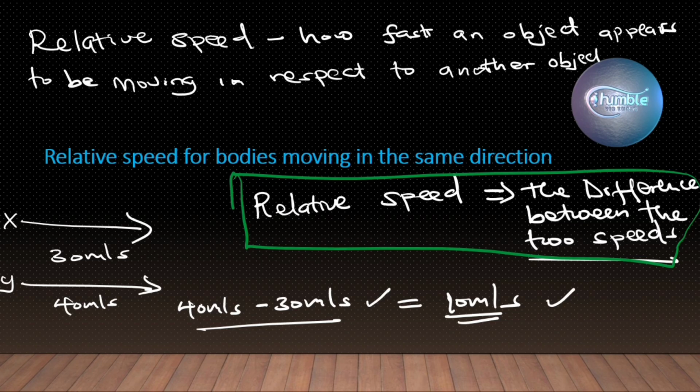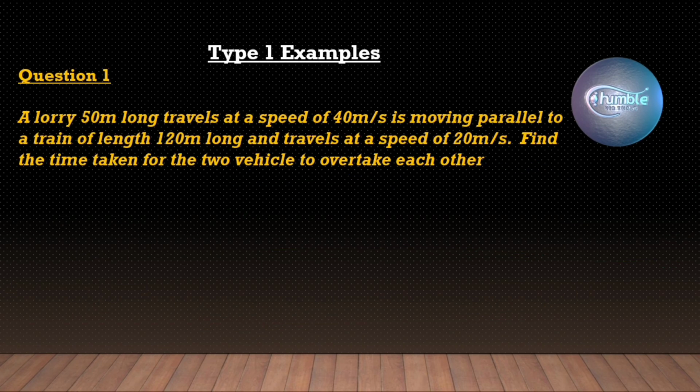Question 1. A lorry 50 meters long travels at a speed of 40 meters per second, moving parallel to a train of length 120 meters and travels at a speed of 20 meters per second. Find the time taken for the two vehicles to overtake each other. So here, one thing you need to know is to first of all get the distance between the two vehicles. Now, in the case where you are given the length of the moving bodies, and even the distance between them, then the distance covered will also include the length of the body.